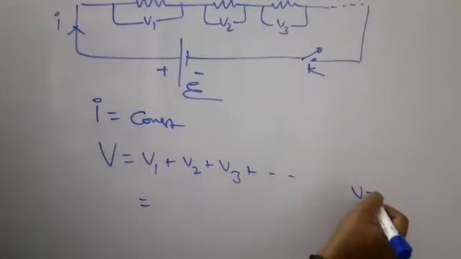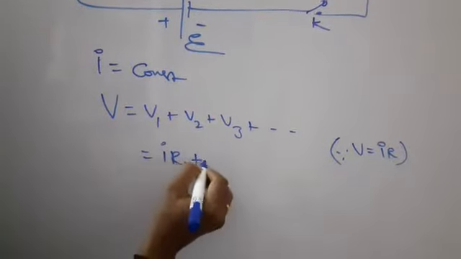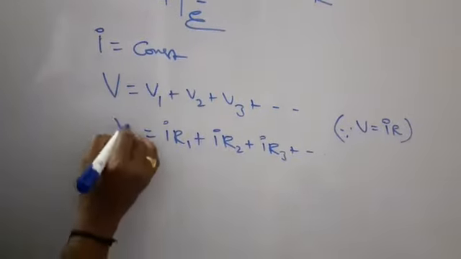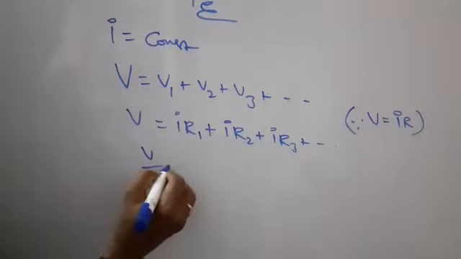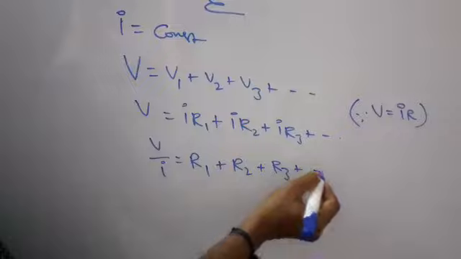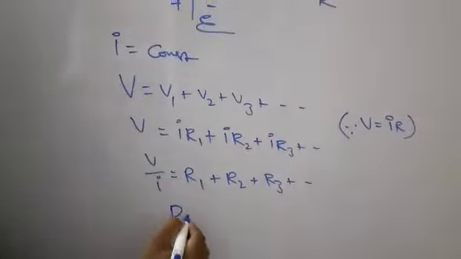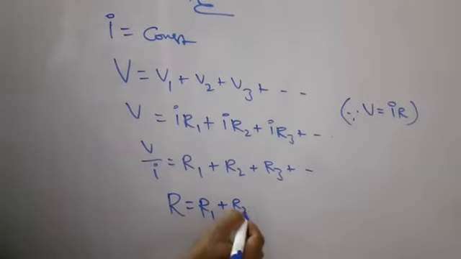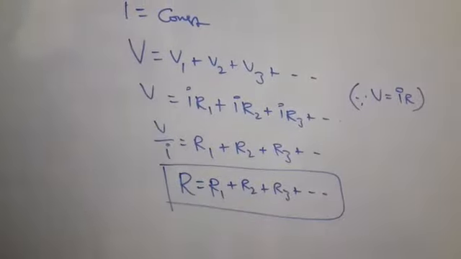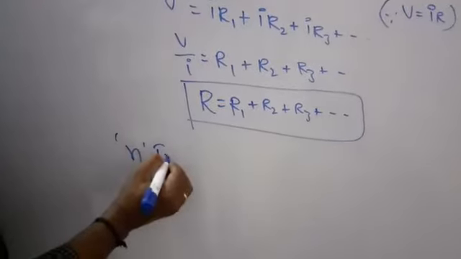According to Ohm's law, V is equal to IR. So therefore, I into R1, I into R2, I into R3 and so on. Here V by I is equal to R1 plus R2 plus R3. So the net potential difference divided by the net current is called the net resistance, R1 plus R2 plus R3. So this is the effective resistance.